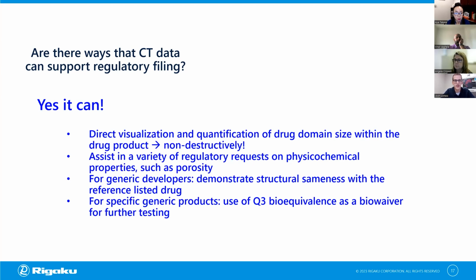But in this instance, they can actually use that structural sameness through a Q3 bioequivalence demonstration. They can use that as a biowaiver for further testing. And this is also a larger part of, this is essentially the third step in the Q1 and Q2 equivalents, where they need to demonstrate the sameness in ingredients that are being used. Yeah, any questions on the use for regulatory filing?